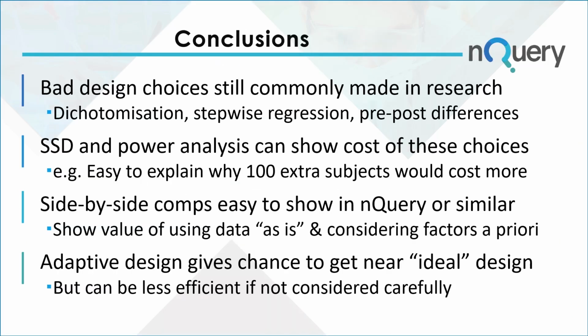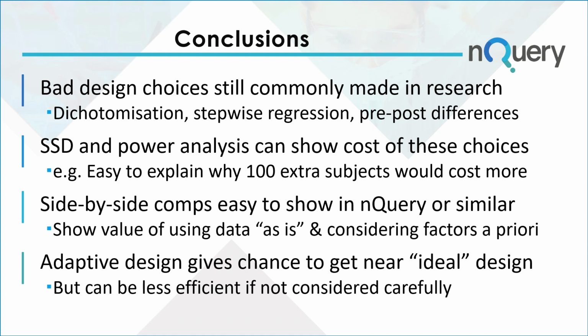So what are the conclusions? Well, bad design choices like dichotomization, stepwise regression, using pre-post differences, selecting covariates based on relationship to the treatment intervention rather than the outcome are very common at all levels, sometimes even in clinical trials. And they're poor choices, they're less efficient choices, they're wasting information, they're wasting data. No piece of data is free. If you're going to collect it, you should use it unless you have strong reasons not to.